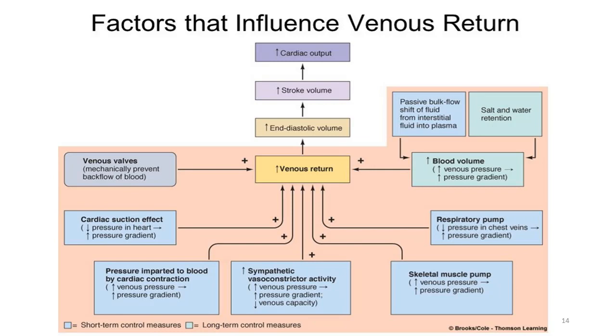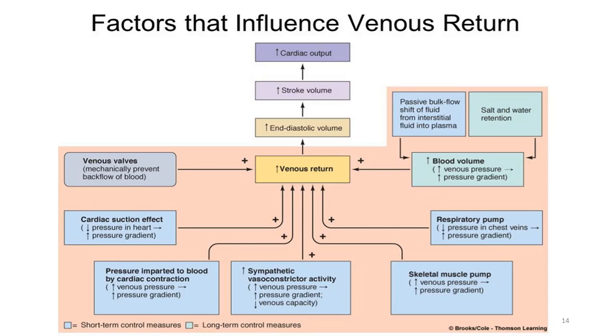And the respiratory pump is important; it reduces the pressure in the chest veins and increases the pressure gradient. And finally, increasing blood volume will increase venous return and increase the pressure gradient, for example by salt and water retention or passive backflow shift of fluid from interstitial fluid into the plasma. All of these factors help increase venous return.